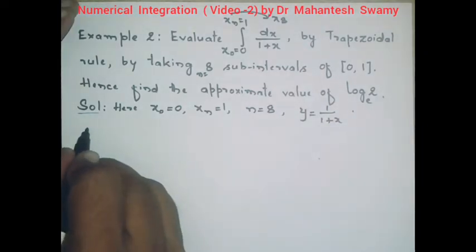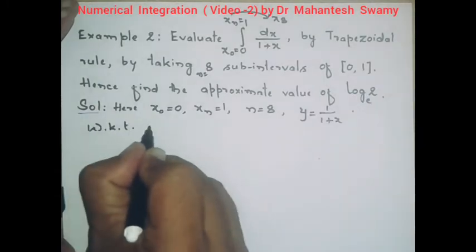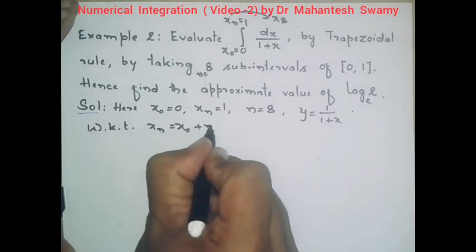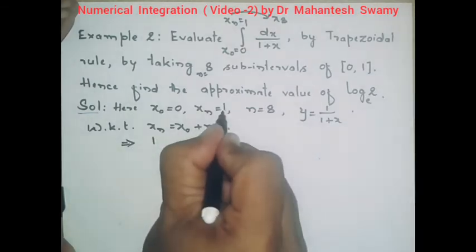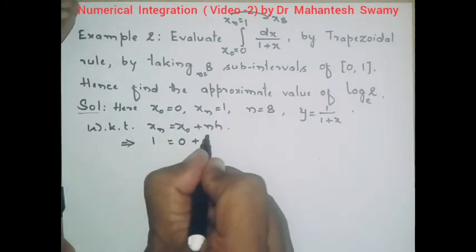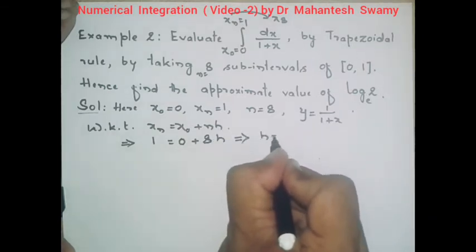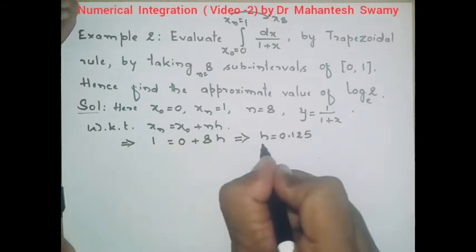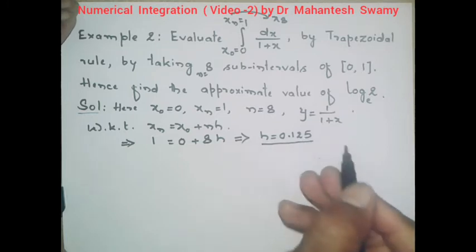Now to calculate the value of h, we will use this fact. We know that xn is equal to x0 plus nh. So it implies that xn value is 1, that is equal to x0 value 0 plus n is 8 times h. From this, h is 1 divided by 8, which after simplification gives 0.125.